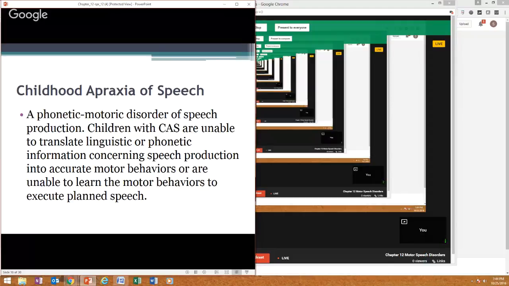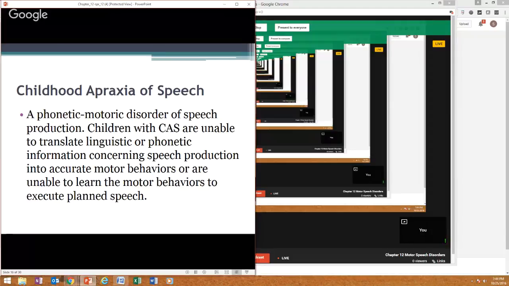Specifically, childhood apraxia of speech is a phonetic motoric disorder of speech production. Children with childhood apraxia of speech, sometimes called CAS, are unable to translate linguistic or phonetic information concerning speech production into accurate motor behaviors, or are unable to learn the motor behaviors to execute planned speech.